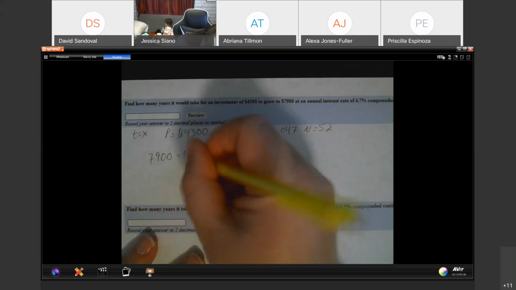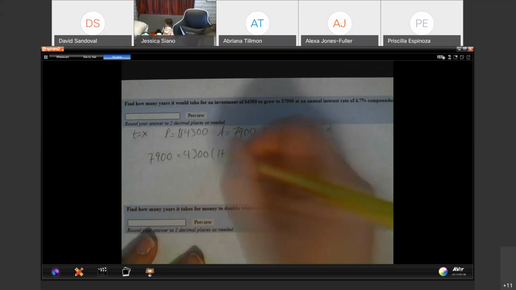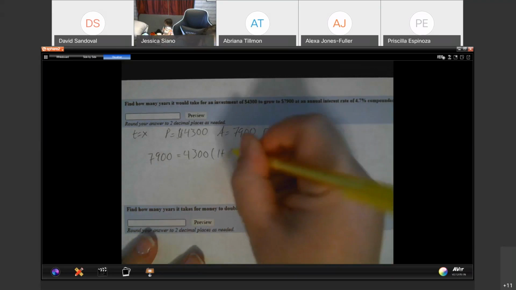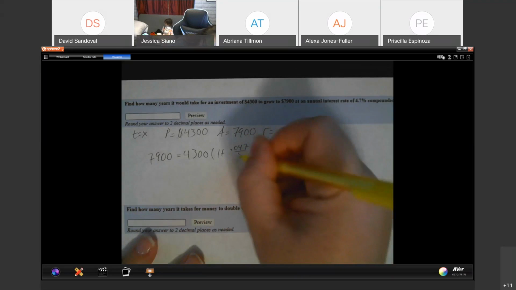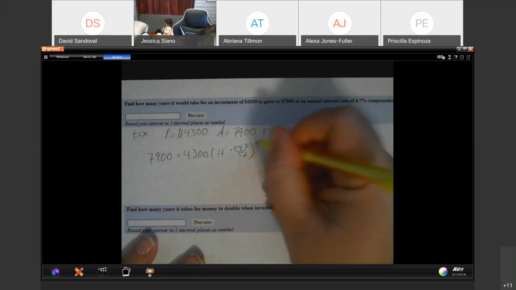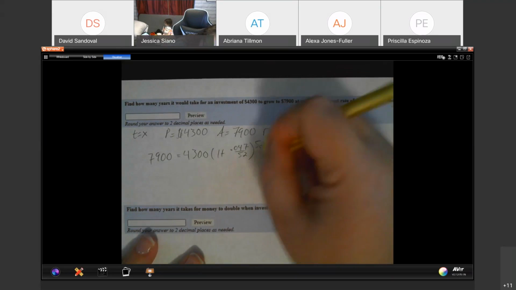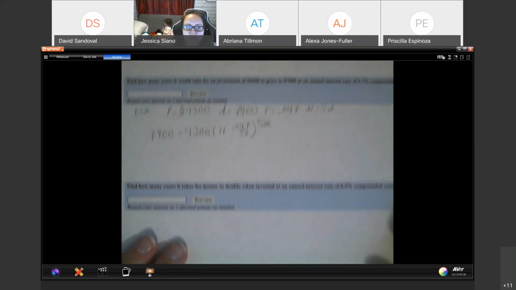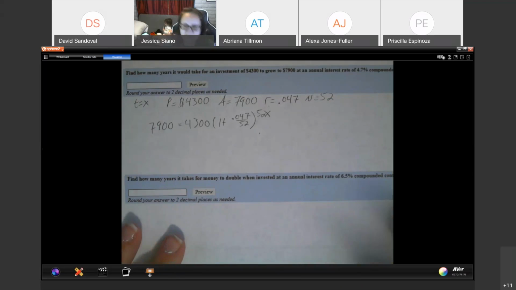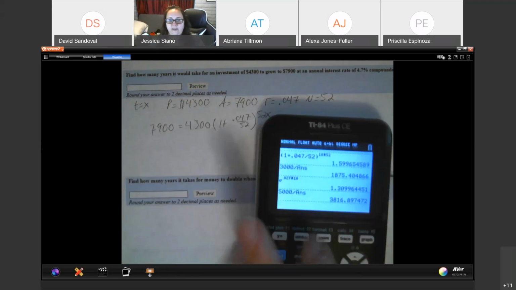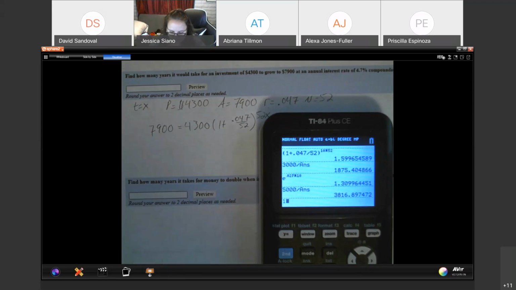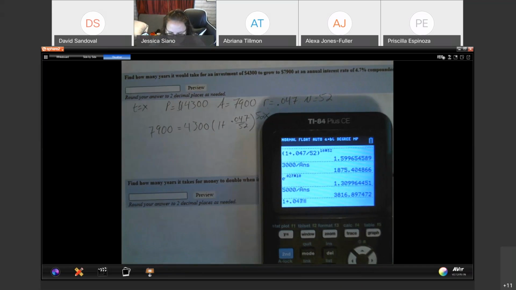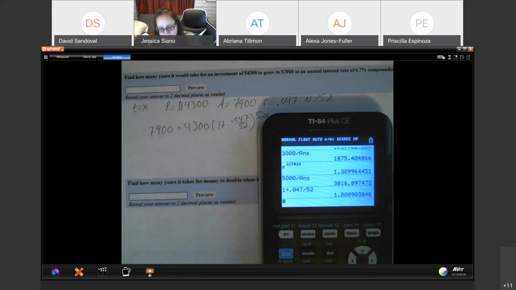7,900 equals 4,300 times 1 plus 0.047 over 52 to the 52x. Okay. I want to know what this is. Better thing than that, ugly. 1 plus 0.047 divided by 52 is 1.0009.